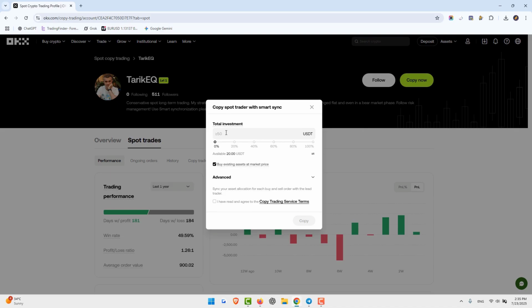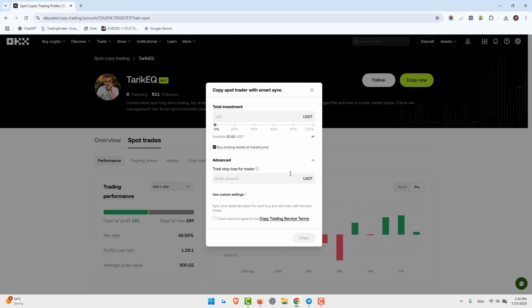All you need to do on the next page is enter the amount of capital you want to allocate for copy trading in the first section. You can also go to the advanced section to set a stop loss for your trades, which we definitely recommend using. After that, you agree to the terms and conditions of the copy trading section. And after clicking the copy button, your copy trading process will successfully begin.